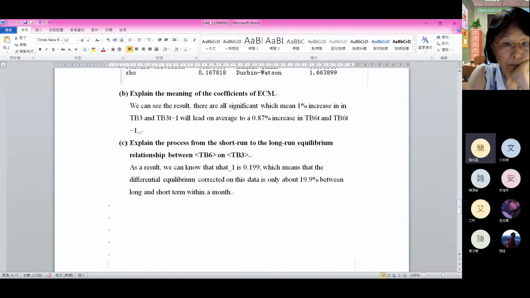And the sixth part is to explain the process from the short run to the long run. As a result, we can note that U hat 1 is 0.99, which means that the disequilibrium is corrected by only about 99% between long and short term within a month.